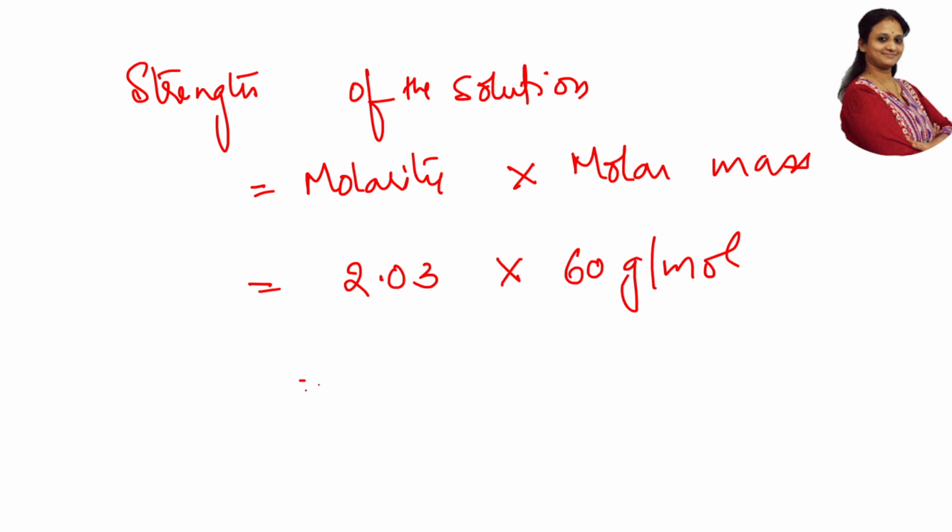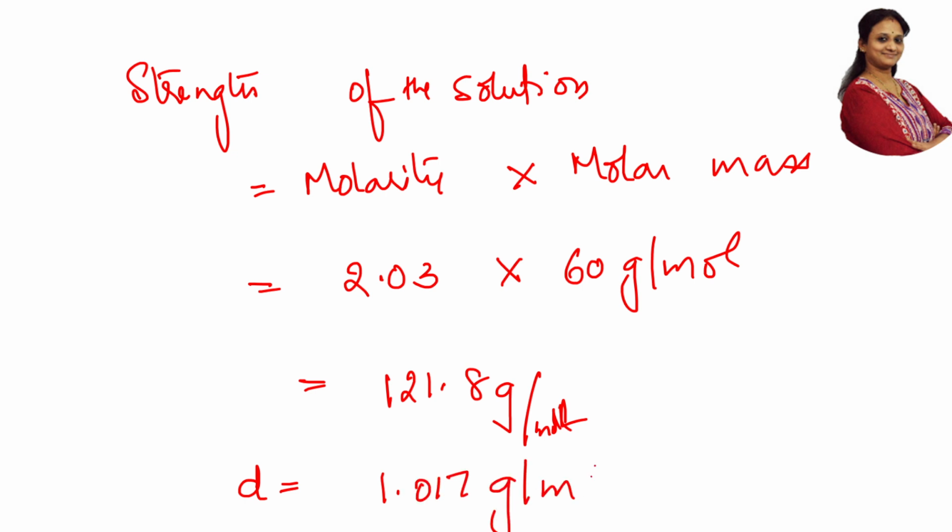So, when I multiply 60 into 2.03, it comes to 121.8 gram. Correct? Gram per liter, because this is 2.03 molar, 60 gram per mole. Okay. This is done. All right. So, strength, gram per liter. Sorry, liter, not mole. Okay, this is done. Now, how much is density given? Density given to me is 1.017 gram per ml.